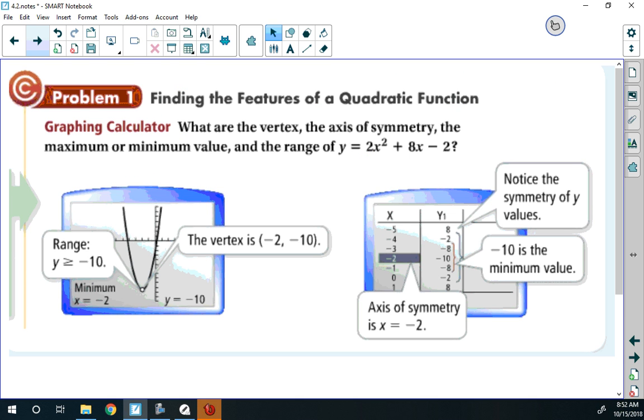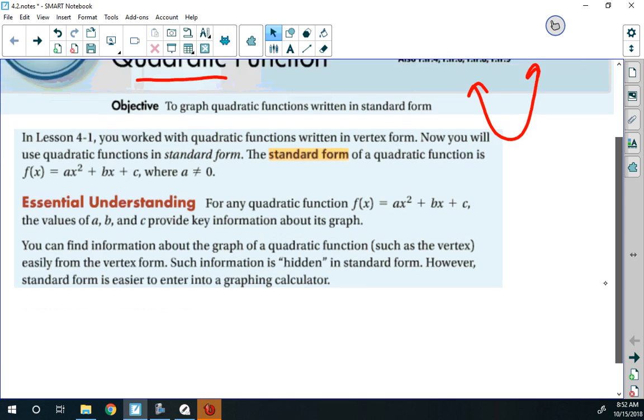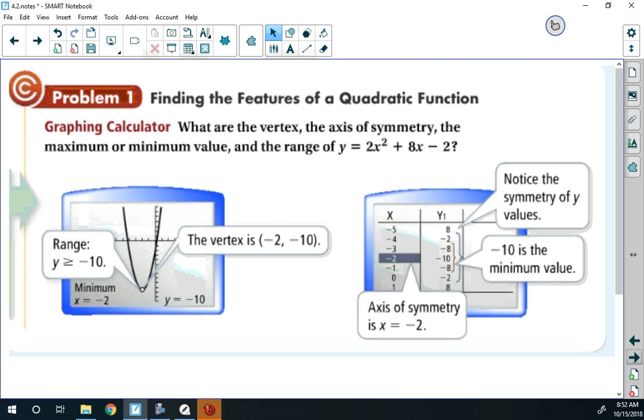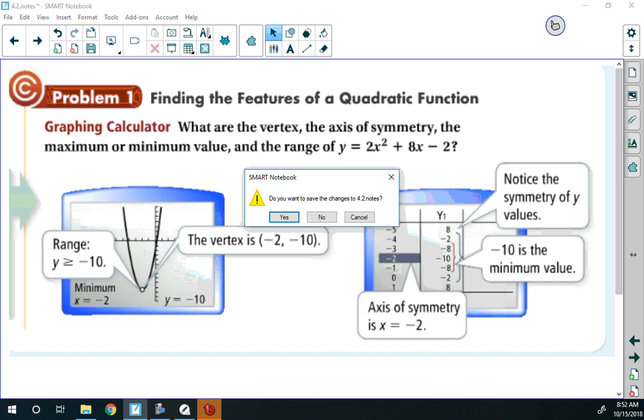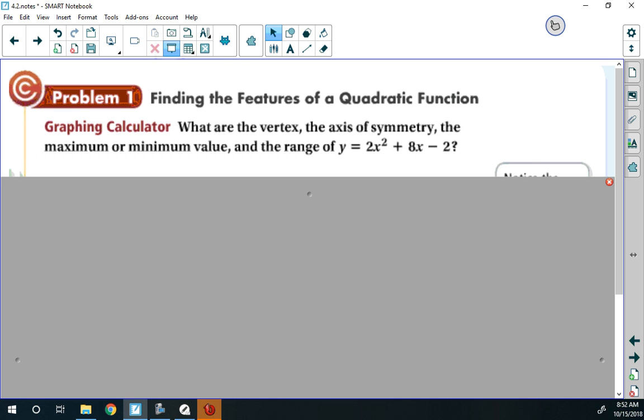So problem 1. Well, let's see. I might be jumping ahead of myself here. They didn't give us any formulas. Problem 1, find the features of. Okay, this is kind of cool. I like this. We'll roll with this. Problem number 1. They want us to find the features using a graphing calculator. That's probably not a bad idea. That's something that I often overlook.